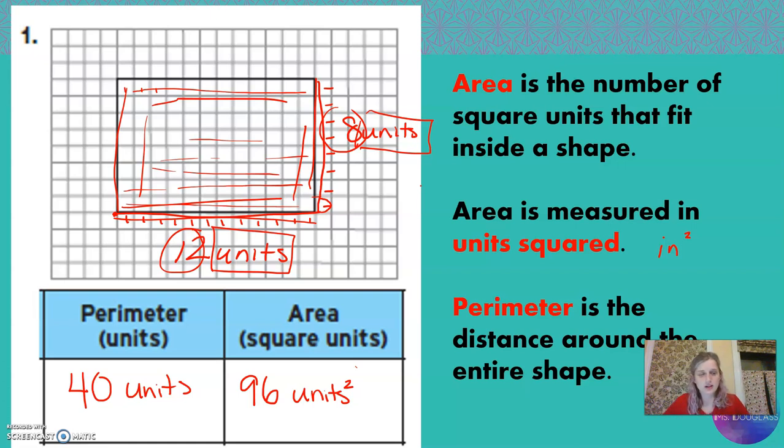If we took our perimeter and straightened it out, we would have a straight line. It would not be counting 2D shapes inside it. So units, no exponents.